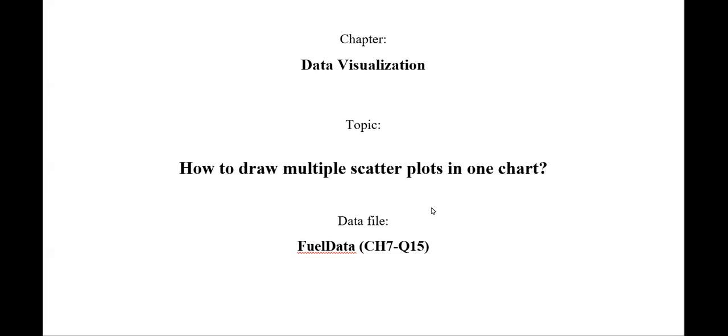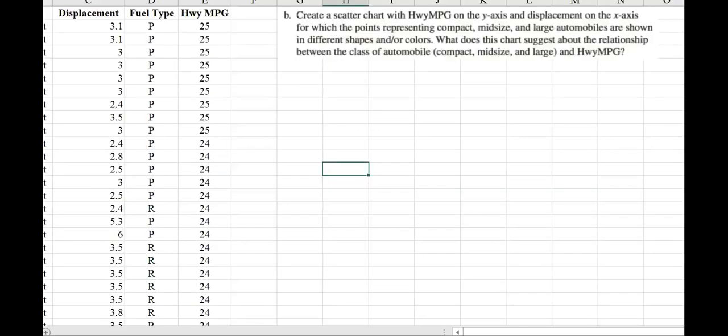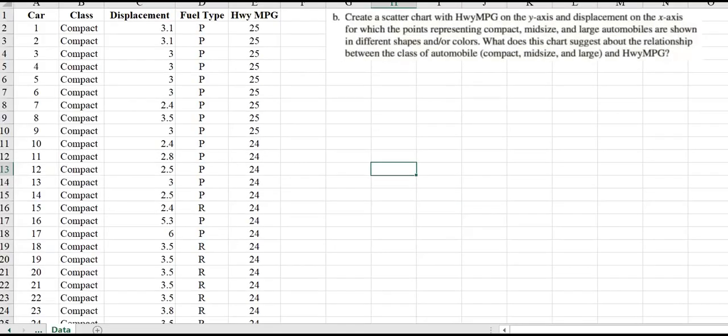In this video, we're going to see how we can draw multiple scatter plots in one chart in Excel. And we're going to use the data file fuel data from chapter 7, the linear regression chapter. This is actually part B of question number 15 from chapter 7. So I'm going to go ahead and open the data file here. So here's the data file.